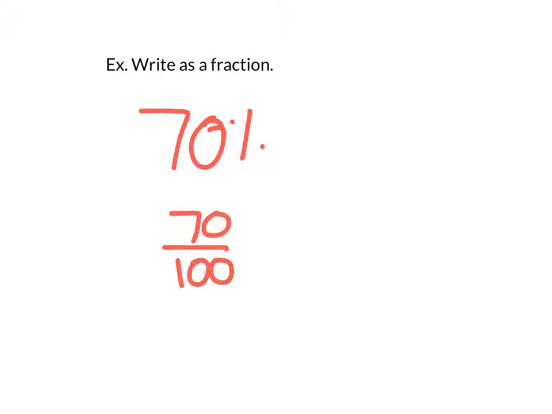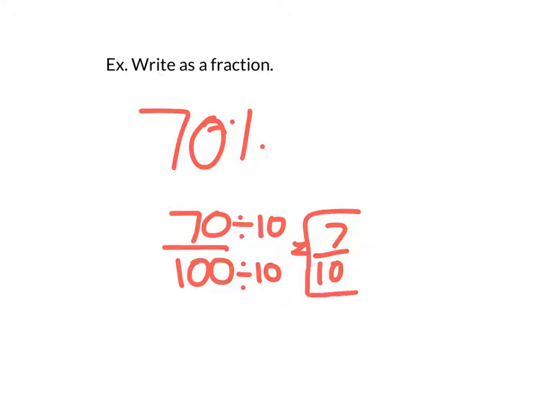And then we can simplify this by dividing each number by 10. Remember, if I do whatever to the top, I do the bottom. And that would be 7/10. And there's my simplified fraction. So it's the exact same amount. 70% is the same as 7/10.